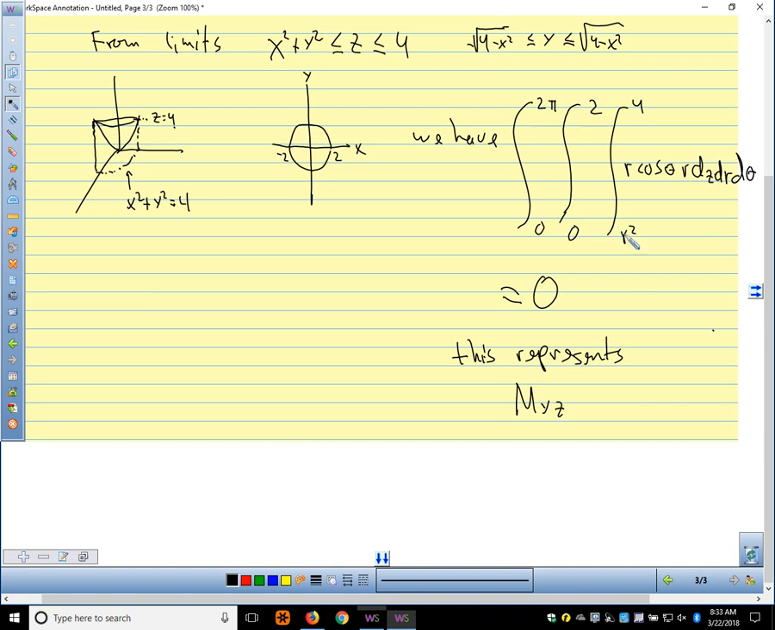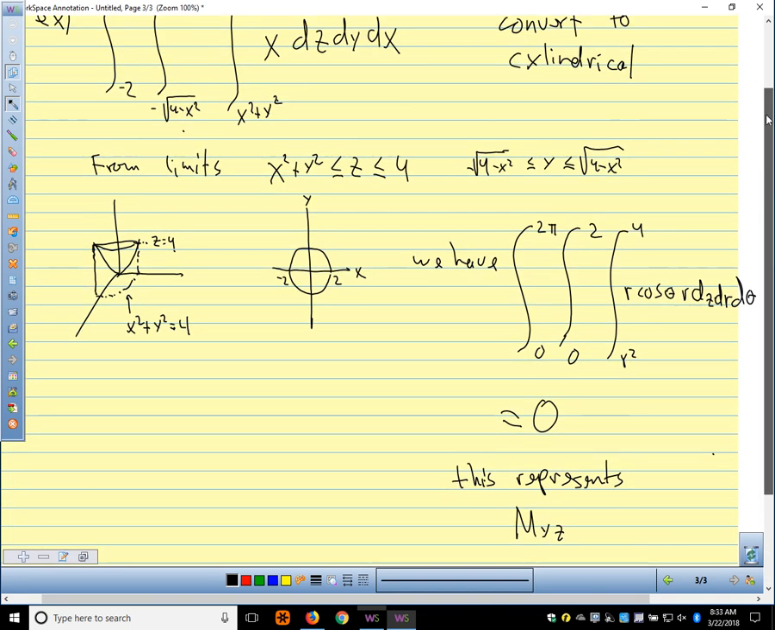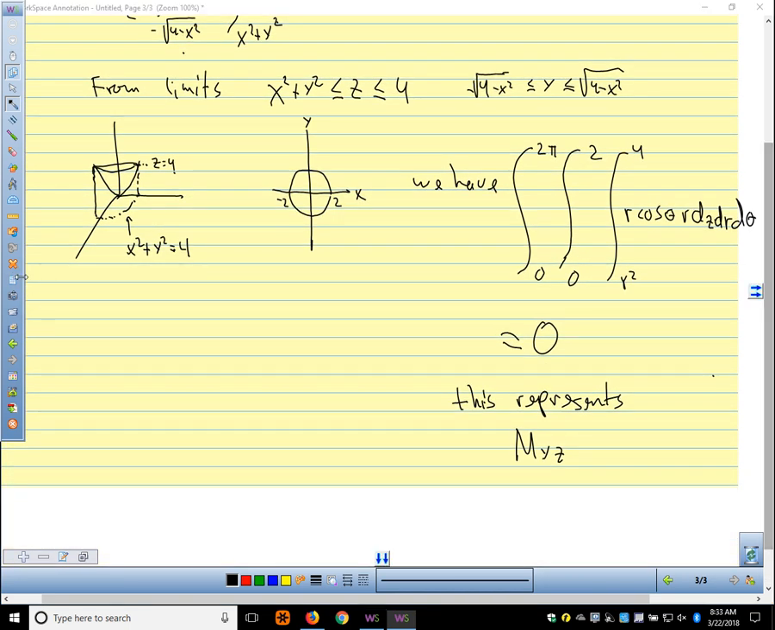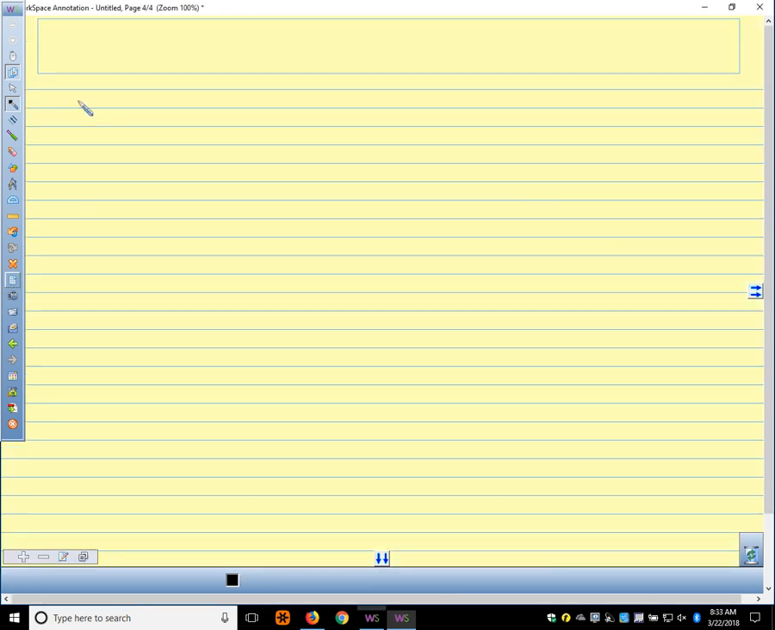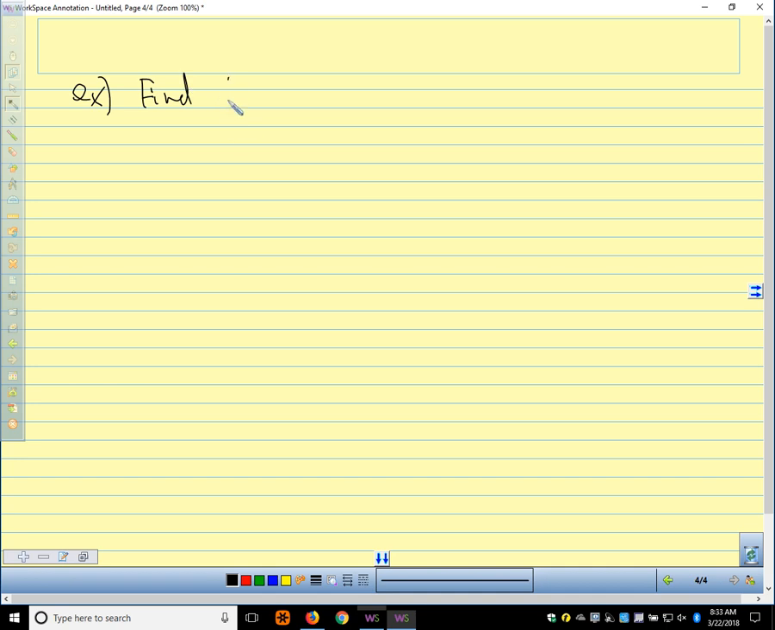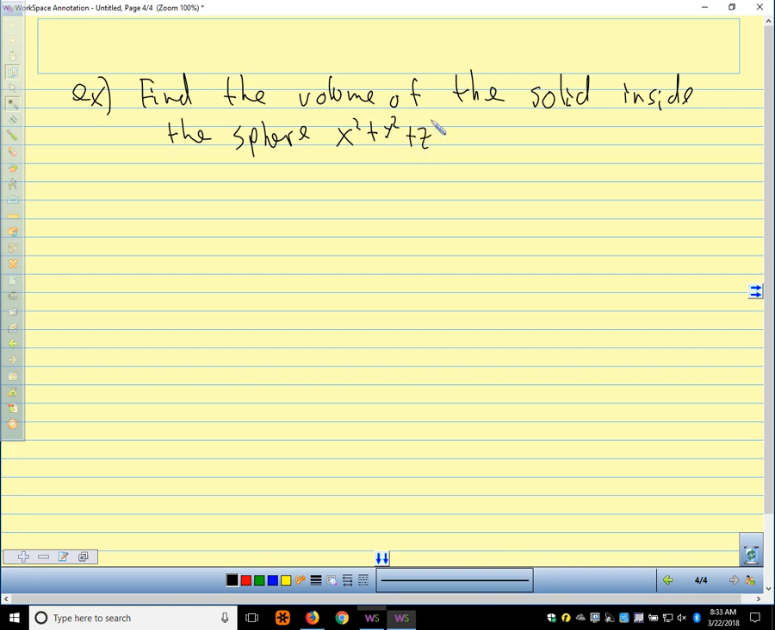All right, questions here? This is a pretty nice example. This next one is better. So we want to find the volume of the solid inside the sphere x squared plus y squared plus z squared equals 4.